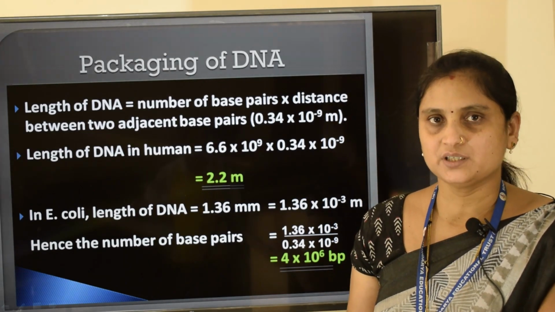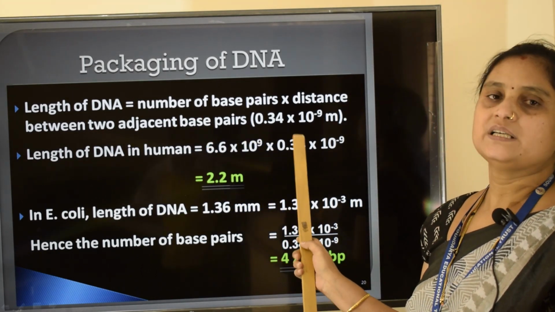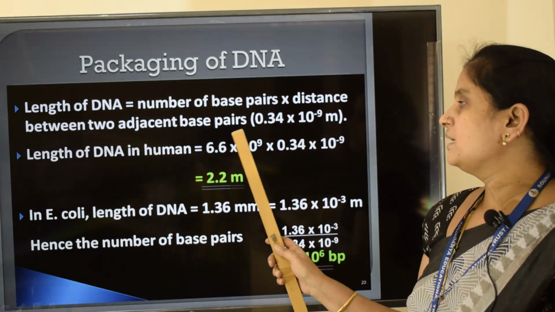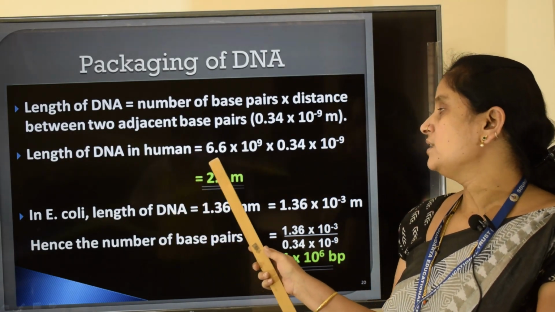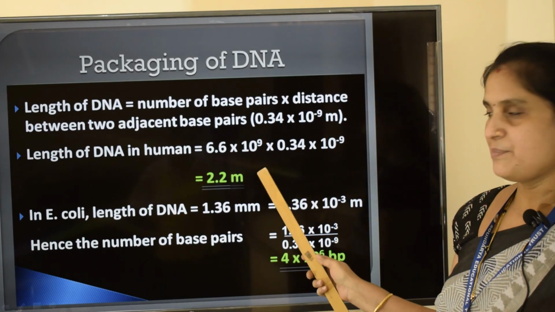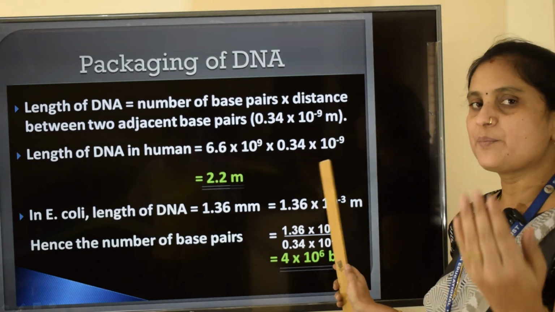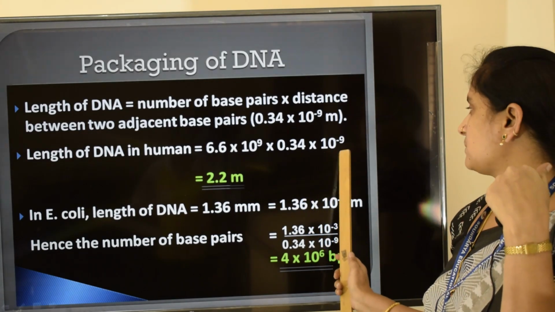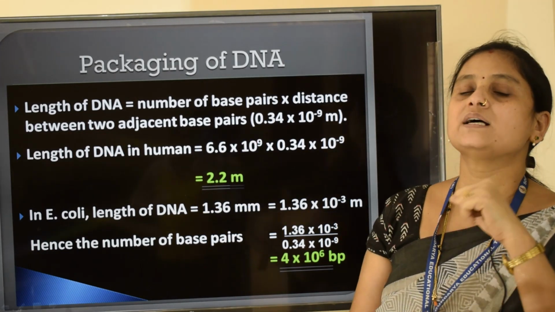If we want to measure, we have to multiply the number of base pairs by the distance of adjacent base pairs. So if you take a typical mammalian cell as an example, the human cell, in a human somatic cell there would be 6.6 into 10 to the power of 9 base pairs. If it is multiplied by the distance between consecutive base pairs, that is 0.34 nanometer, that is into 10 to the power of minus 9, you will get approximately 2.2 meters long DNA.